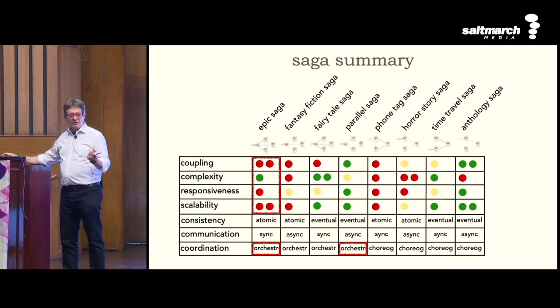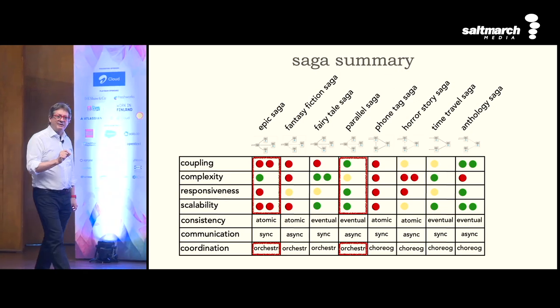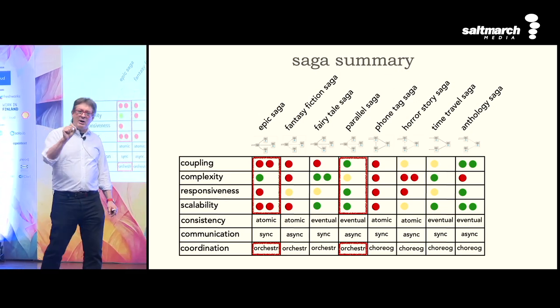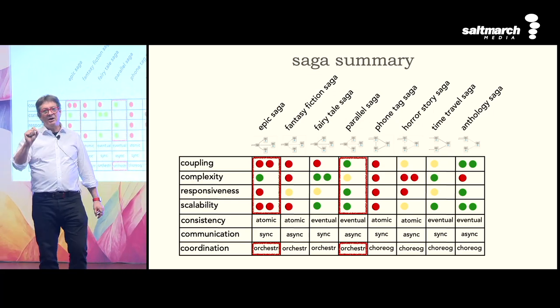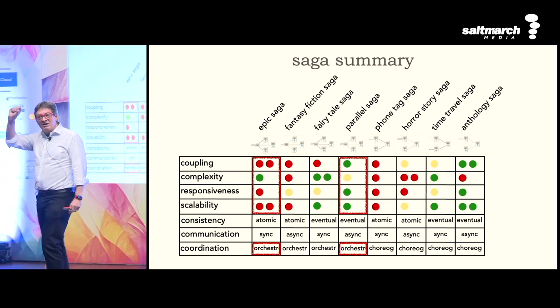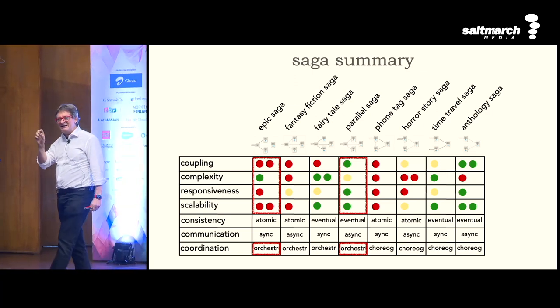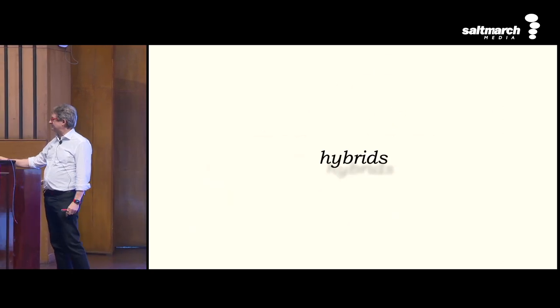But look at this one. The parallel saga uses orchestration, but it's got a lot of green. This is exactly Mark and my insight. That you can't just look at orchestration. That's not what's making the epic saga so bad. It's the combination of orchestration and atomicity that's making it so bad. You can never consider one of these things independently. You always have to think about them together.